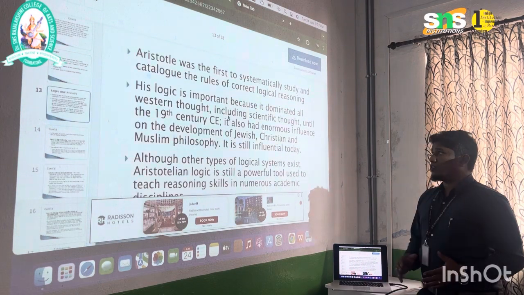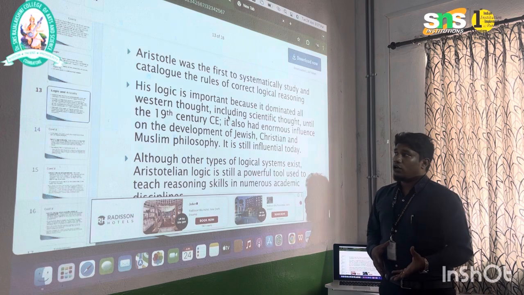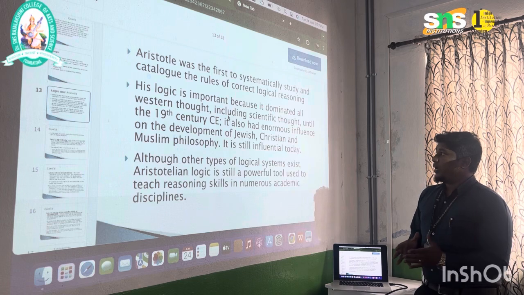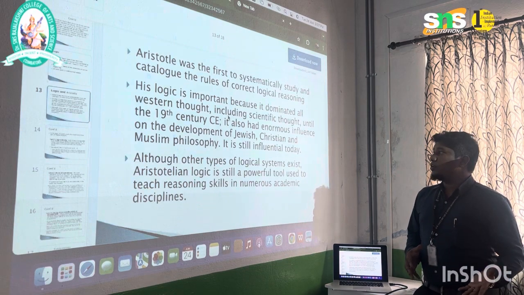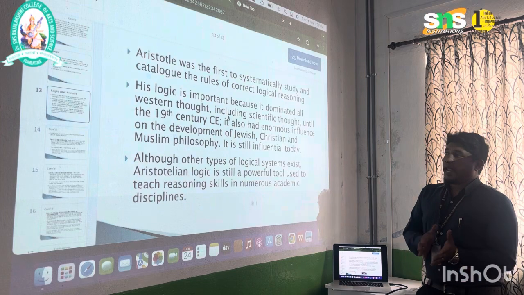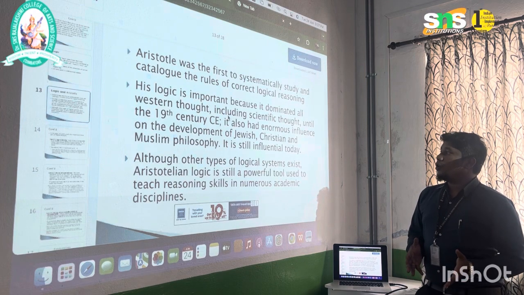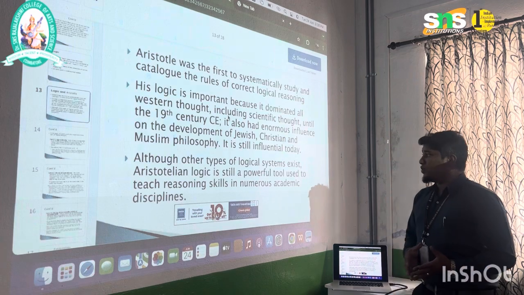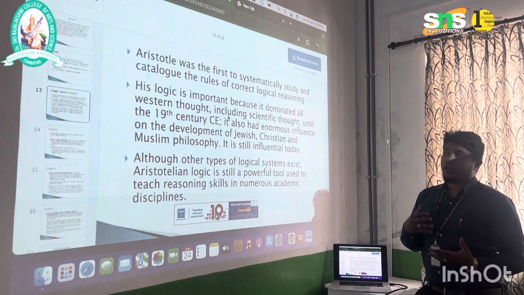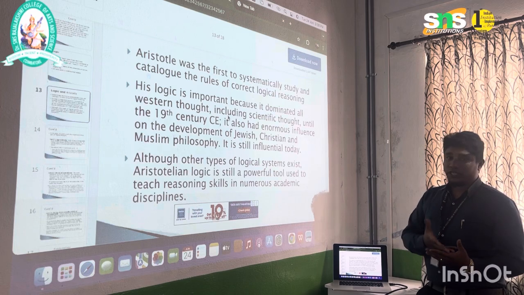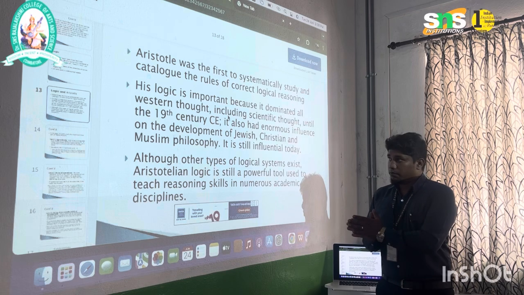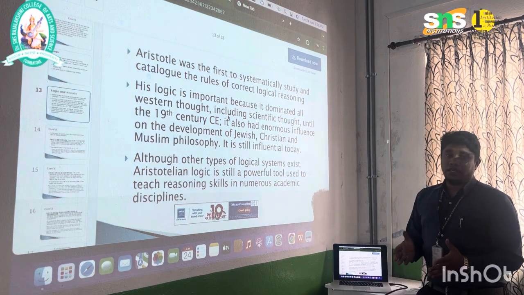Aristotle was the first to systematically catalog the rules of correct logical reasoning. His logic is important because it dominated all Western thought, including scientific thought, until the 19th century CE. It also had an enormous influence on the development of Jewish, Christian and Muslim philosophy. It is still influential today. So you can see many things, not only Christian, Muslim or Jewish, many other religions or regions that became a literature, all belong with the first systematic thinker, Aristotle.